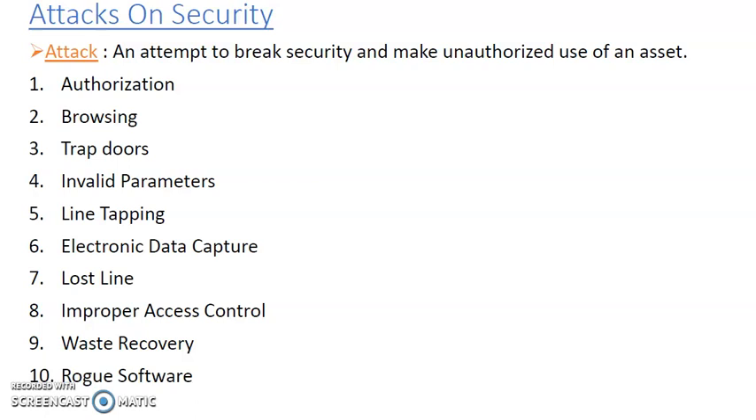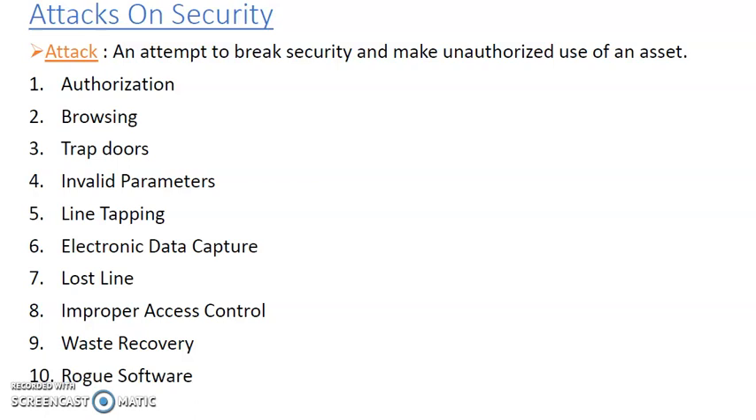Then the next one is invalid parameters. Due to invalid parameters, some security violation can take place. Then the next one is line tapping. Tapping a communication line can access or modify the confidential data or information. Then electronic data capture: recognizing what is displayed on the screen is termed electronic data capture.